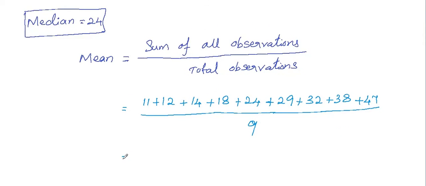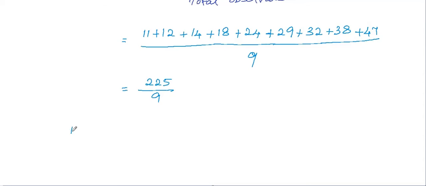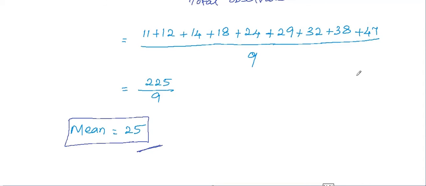If we add, we'll get 225. So 225 divided by 9. So the mean is equal to 25. So the mean is 25, the median is 24, and the value of x is 20.